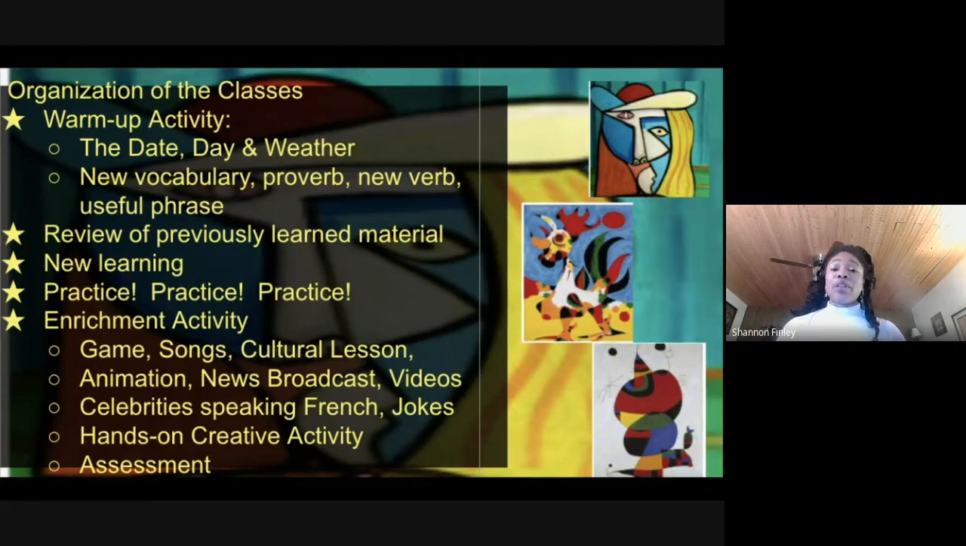And like I mentioned in previous slides, we have our 3 modalities: interpersonal, interpretive, and presentational. We also have enrichment activities. In the next slide, I'll talk about some specific materials that we use. But we have books, music videos, movies, short films, documentaries, and hands-on activities that can be utilized for enrichment purposes. And of course, we have our assessments, which include speaking, listening, reading, and writing tests.